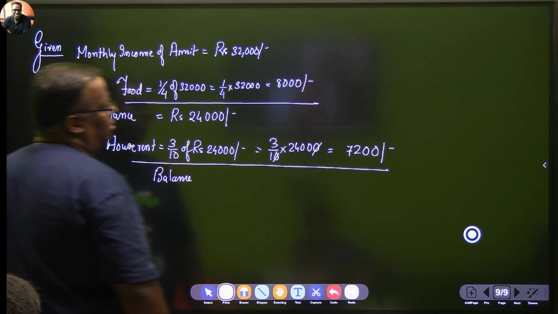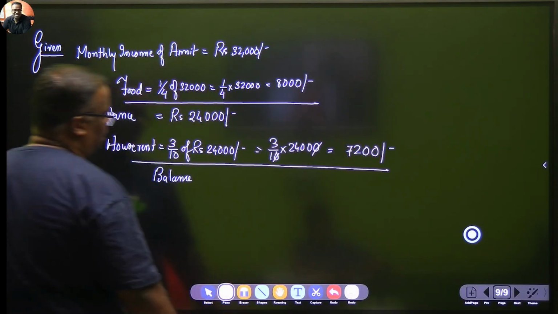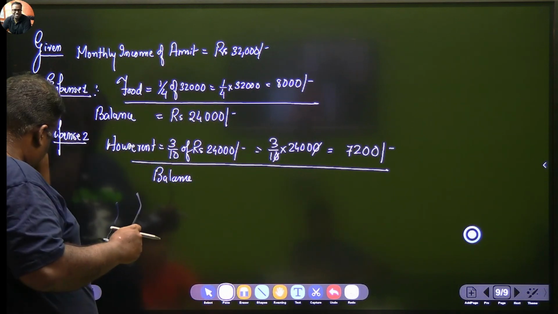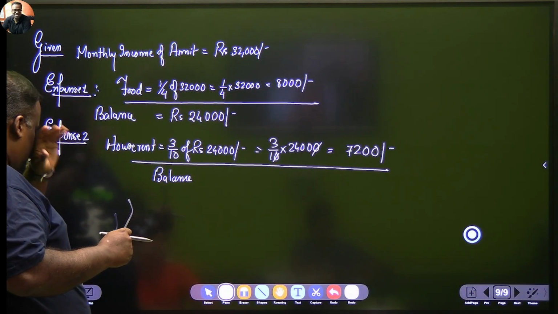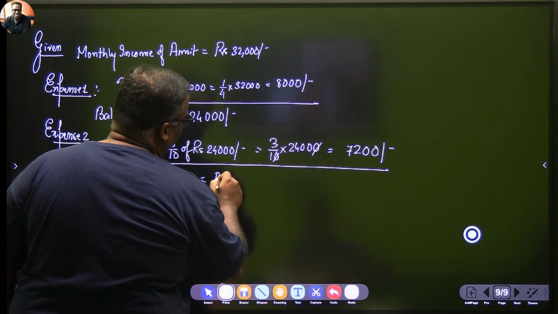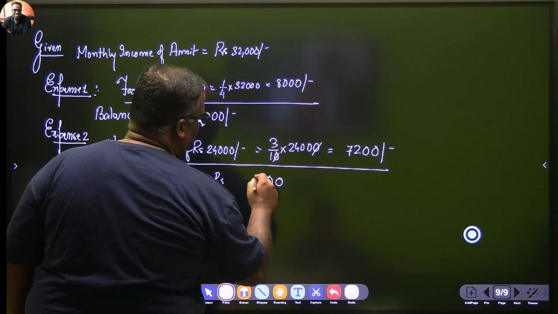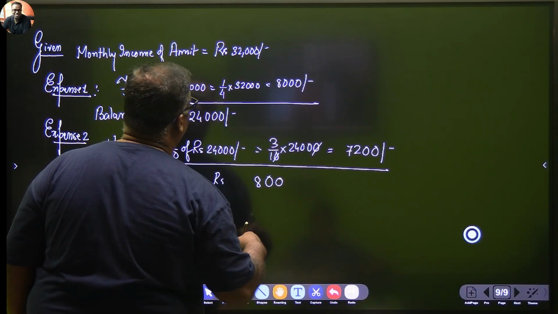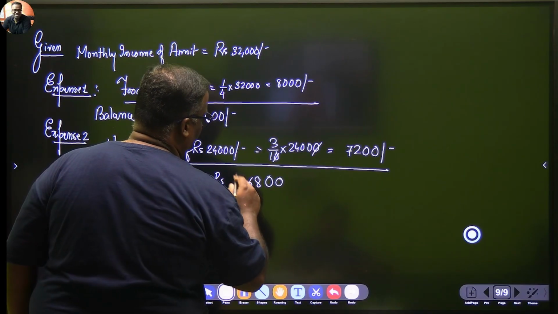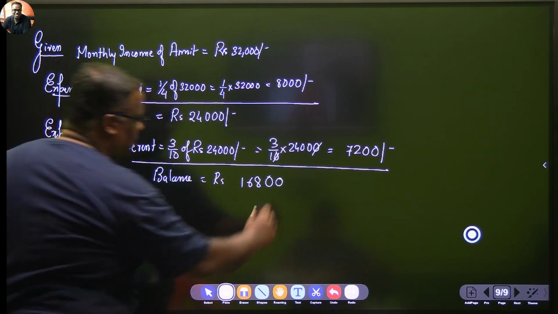राइट। How much is the balance now? 24,000 minus 7,200. So 24,000 minus 8,000 is how much, children? 16,000. But you are doing how much? 7,200. Your way. आपको अगर डायरेक्ट करना है तो करो, एक ही बात है। 0 0, so 2 8 1 carry over, 1 and 7 8, 8 and 4, 6 and 1, 16,800 is the balance.